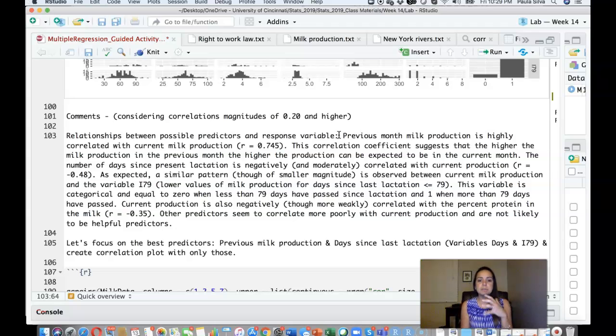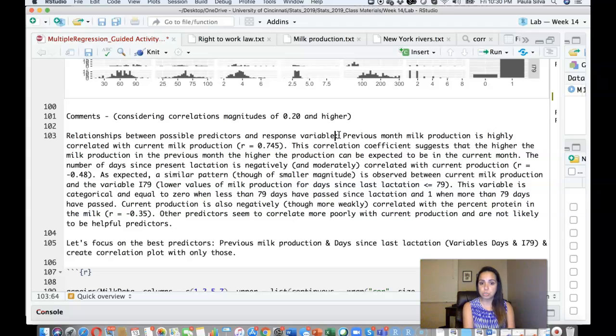As expected, a similar pattern, though of smaller magnitude, is observed between current milk production and the variable I79, the categorical variable. So we're seeing a difference in milk production between level 0 of that variable, less than 79. You have more milk production there, and less milk production when it's more than 79. So same pattern. This variable is categorical and equal to 0 when less than 79 days have passed since present lactation, and 1 when more than 79 days have passed.